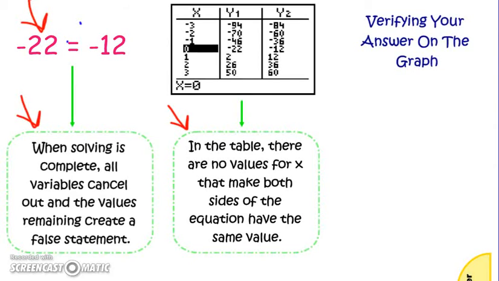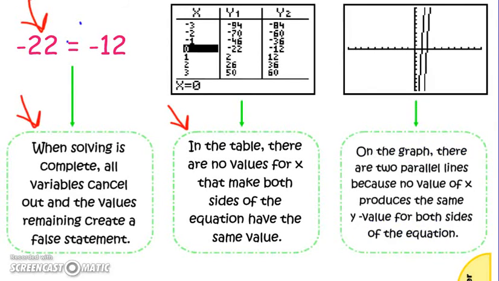And you do not have to draw the graph, but you do need to write the sentence that says, on the graph there are two parallel lines because no value of x produces the same y value for both sides of the equation. Press pause until you have all of that written down, and when you are done, you can press play and we'll move on.